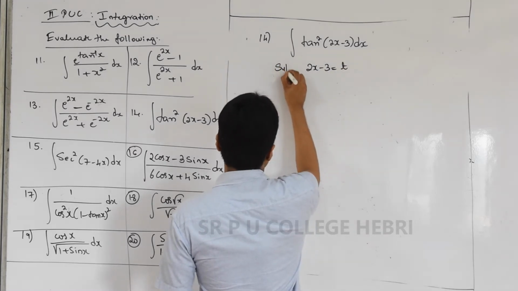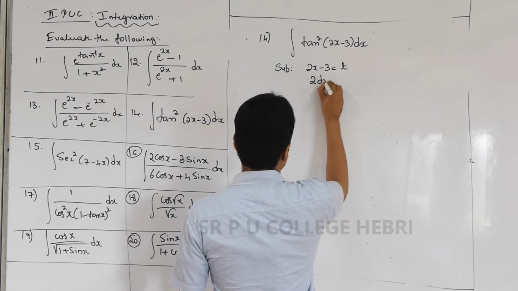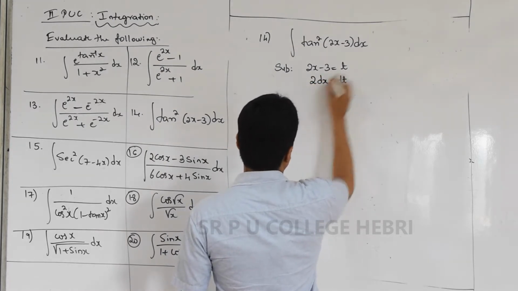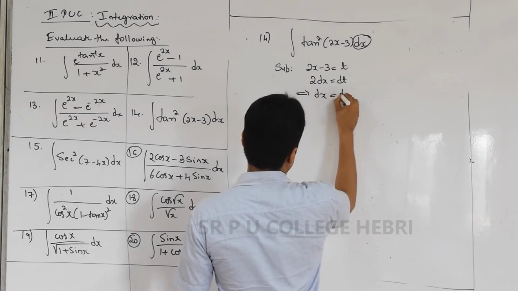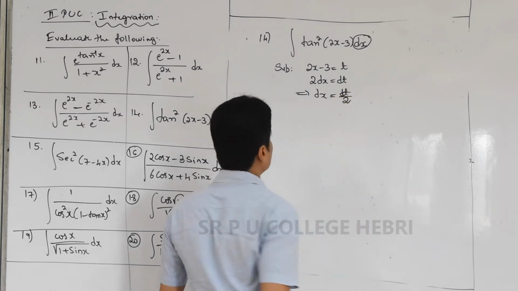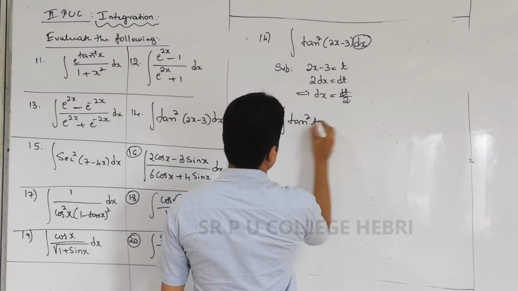So substitute 2x minus 3 is equal to t. What do we get? 2 into dx is equal to dt, right? But we want only dx, so this implies dx is equal to dt divided by 2. So substitute this in the integration. What do we get? Integration of tan square t into 1 by 2 dt.